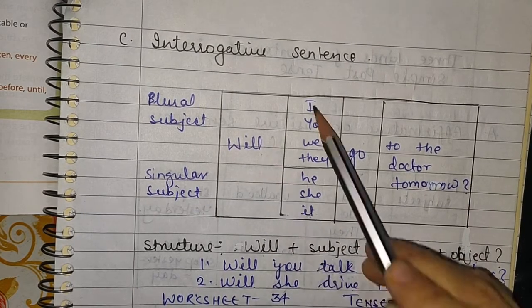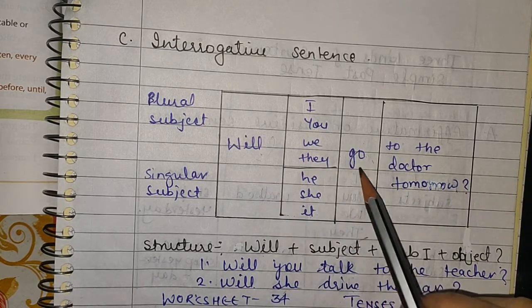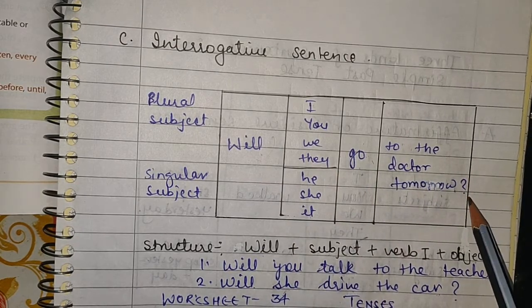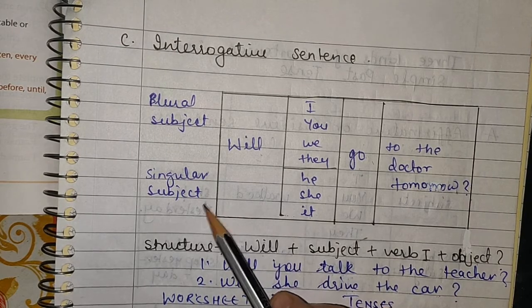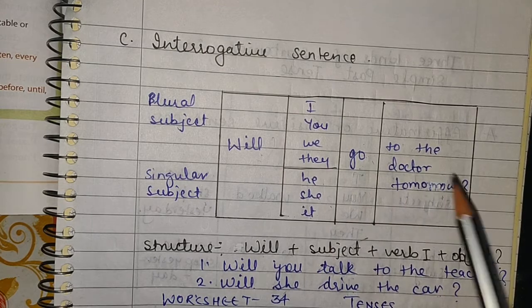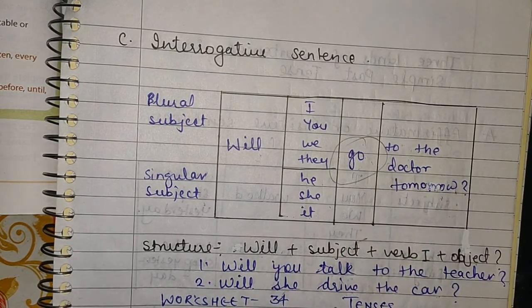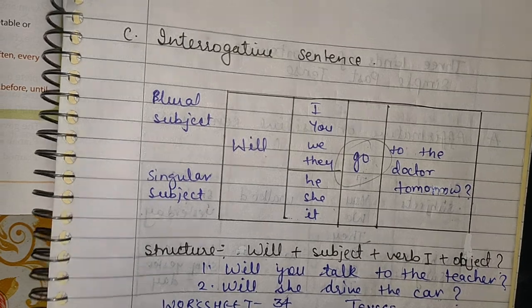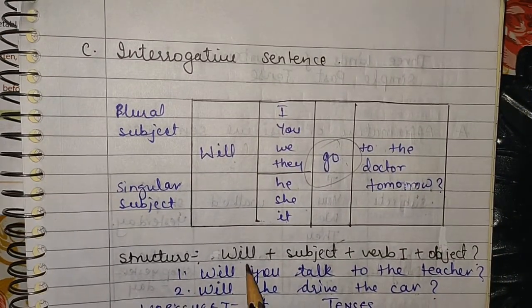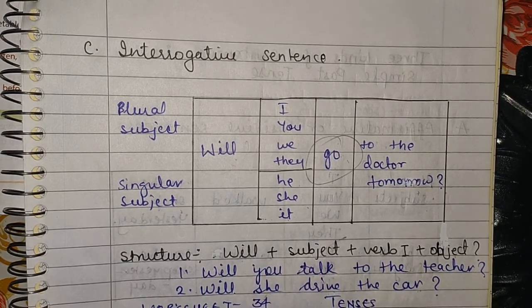Okay, will I go to the doctor tomorrow? Will you go to the doctor tomorrow? Will they go to the doctor tomorrow? And question mark. If the subject is singular, then will he go to the doctor tomorrow? Will she go to the doctor tomorrow? And will it go to the doctor tomorrow? Go is your verb, which is in first form in future tense also, simple future tense. Alright. So the structure again I am reading: will plus subject plus verb 1 plus object.